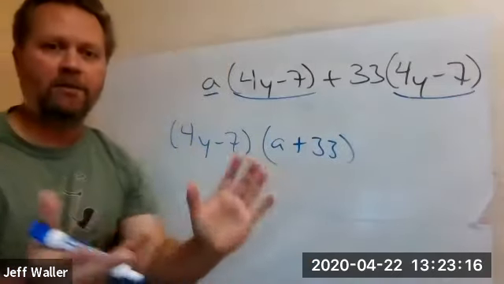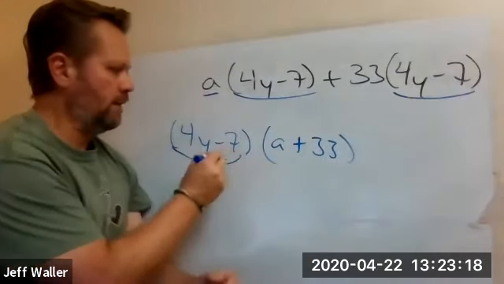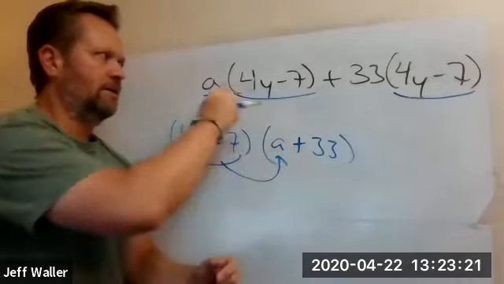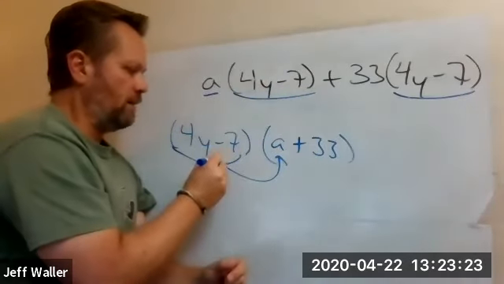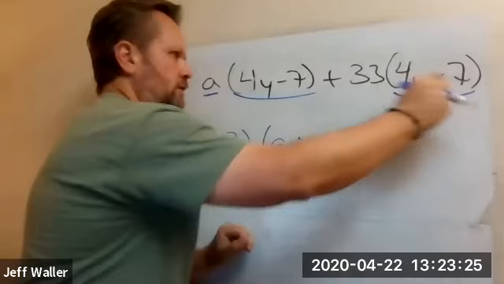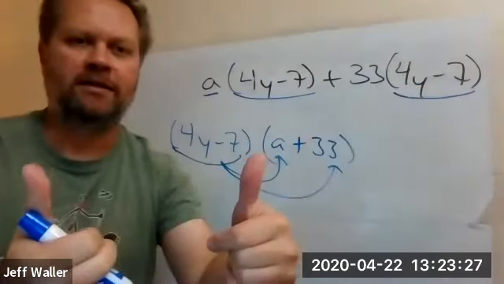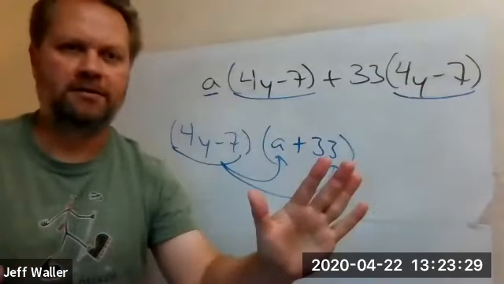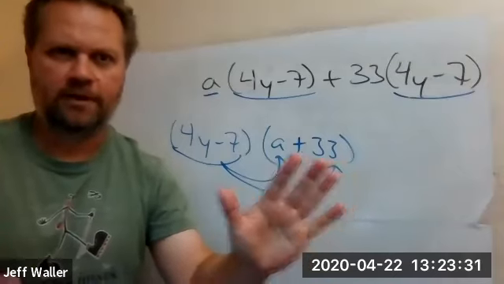How do I check it? Now watch, how do I check it? What's 4y minus 7 times A? A times 4y minus 7. What's 4y minus 7 times 33? 33 times 4y minus 7. Check. Done. Crazy.